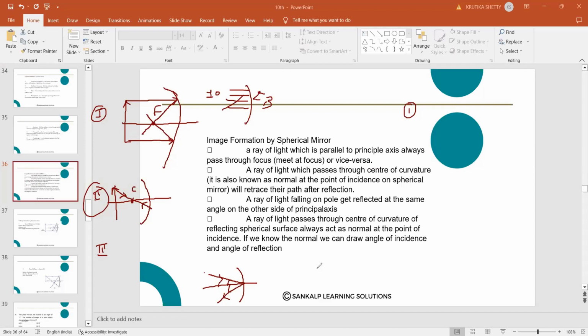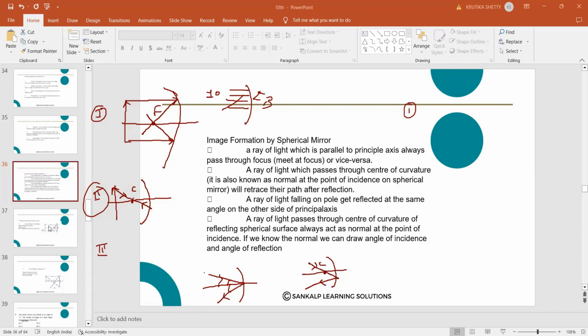Then the fourth condition: a ray of light which is passing through the center of curvature, this is the incident ray, after reflection will go parallel to the principal axis. So among these four conditions, only any two will happen there. You can see any of them here.